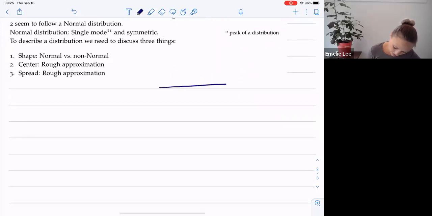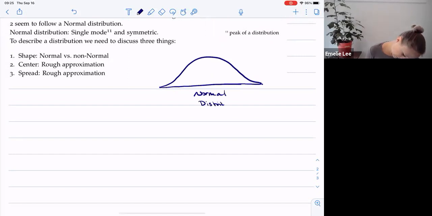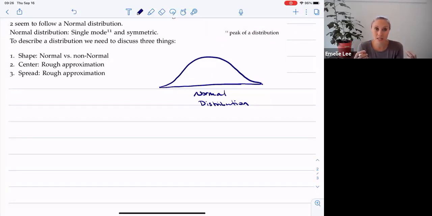Okay. And so the normal distribution looks like this. The name normal confuses people a lot because we have the term normal, but in this case, it's a name. If we want to get fancy, we could call it a Gaussian distribution, but that doesn't really sound that cool, right?